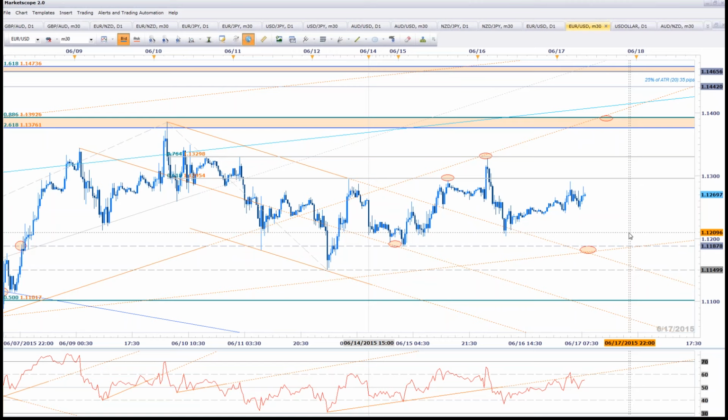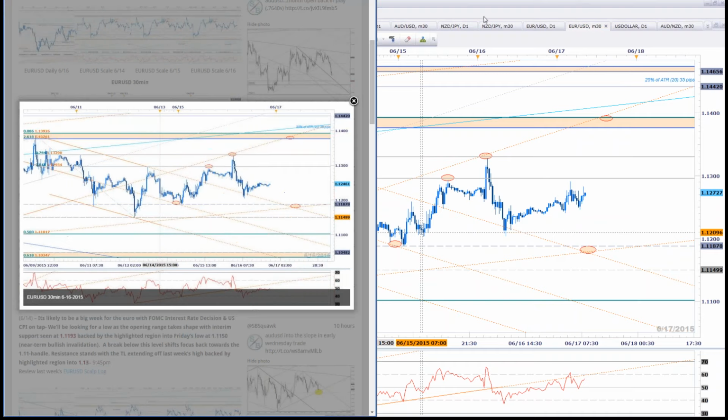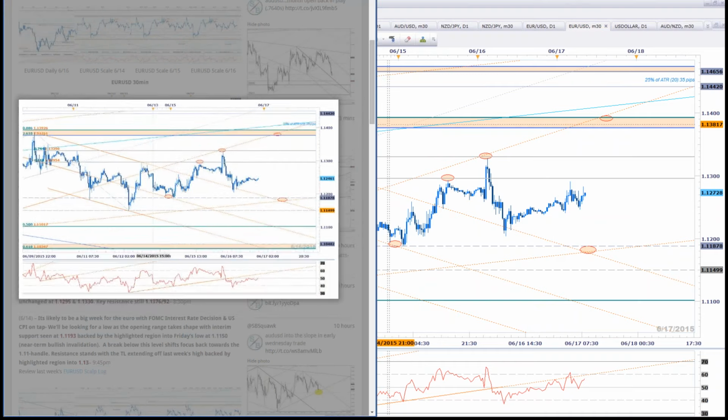All right, so that's euro. Let's see if we can clear out of this range around 113. It's been kind of tedious here, so we'll see if we can get some move here on the euro. Next up on tap was the Aussie dollar.